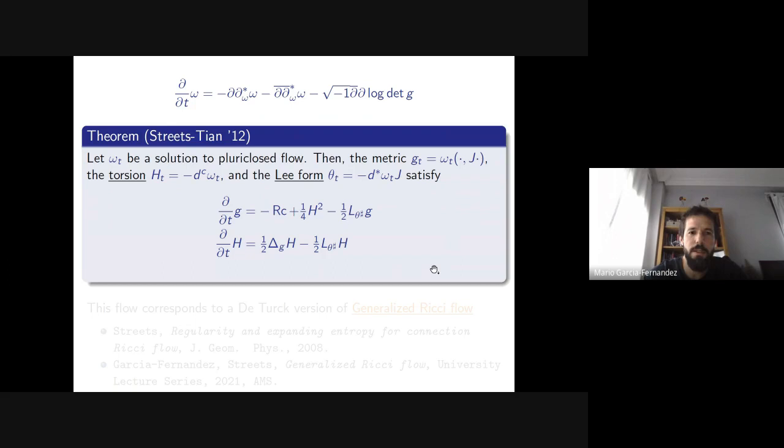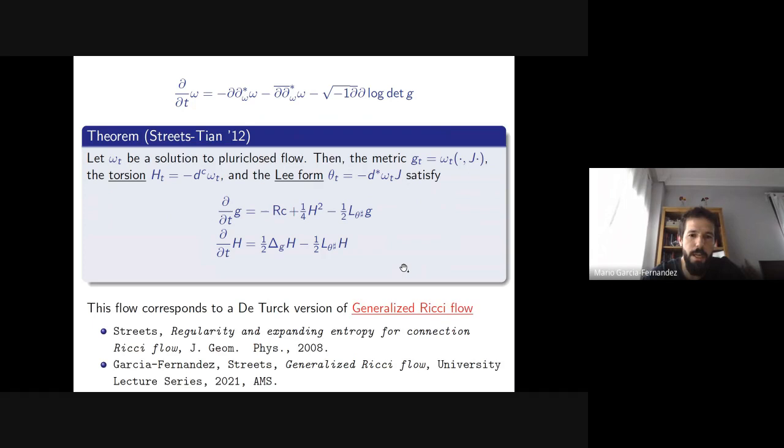So if we want to write the pluriclosed flow in terms of a purely Riemannian object, what do we have? Suppose that we have a solution to pluriclosed flow, then the Riemannian metric, the torsion of the metric, which is minus d^c of omega t, a three form, totally skew symmetric, and the Lee form, which is a one form, minus d star omega t J, satisfy these equations here.